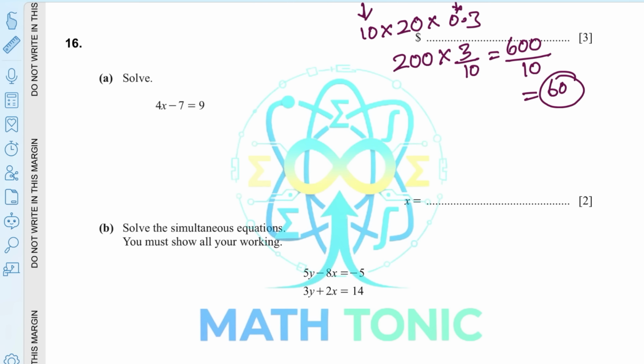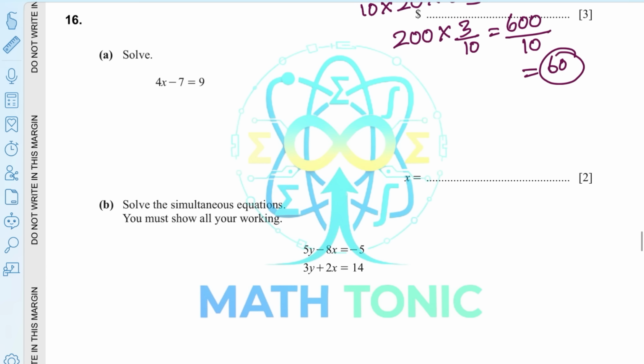Question number 16. We have 4x minus 7 equals 9, right? So find the value of x. So 4x equals, if you rearrange this, 9 plus 7, so 4x equals 16. Divide by 4 on both sides, so 16 over 4, so we can say x equals 4. We got this.